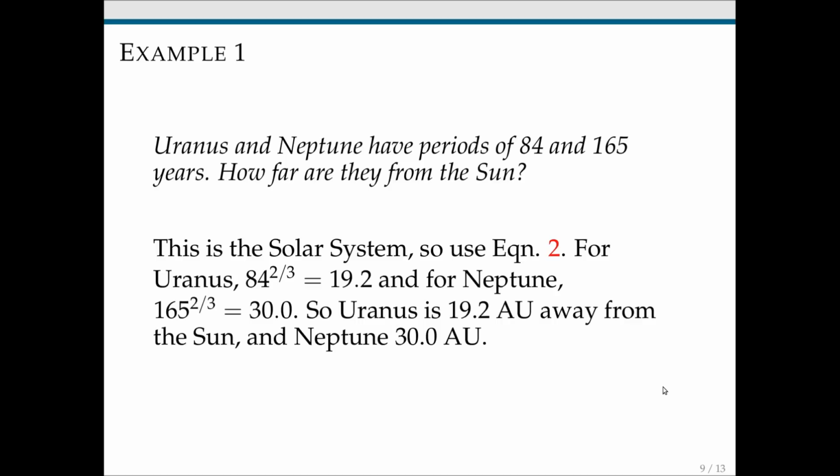Lastly, let's go through a few examples of how to use Kepler's laws. So here's a simple one. Uranus and Neptune have periods of 84 and 165 years. How far are they from the Sun? Well, this is the solar system, so we can simply use p squared in years is equal to a cubed in astronomical units. Or, rearranging this a little bit, a in astronomical units is equal to p in years to the 2/3. For Uranus, 84 to the 2/3 is equal to 19.2, and for Neptune, 165 to the 2/3 is equal to 30. So Uranus is 19.2 astronomical units away from the Sun, and Neptune is 30 astronomical units.